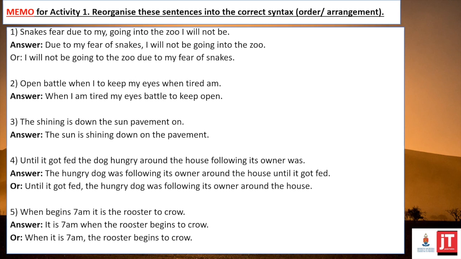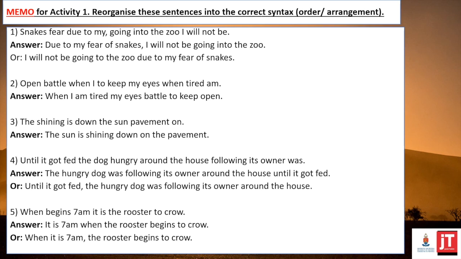How was that? I hope that it wasn't too tricky for you. Let us look at the memo. So for question number 1, I am going to sound so ridiculous saying these sentences, but let's just get into it. Snakes fear due to my going into the zoo I will not be. All right. The answer, due to my fear of snakes, comma, I will not be going into the zoo.